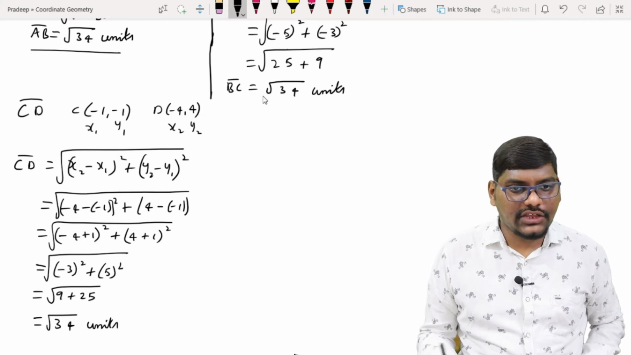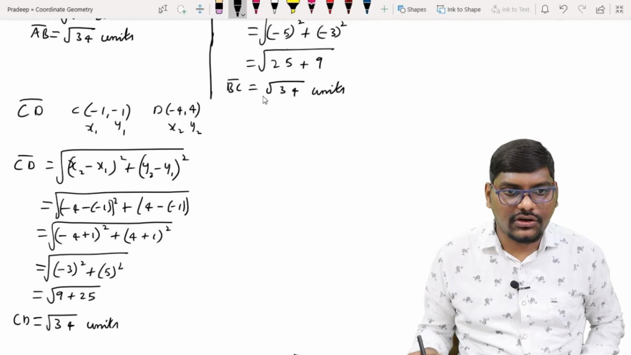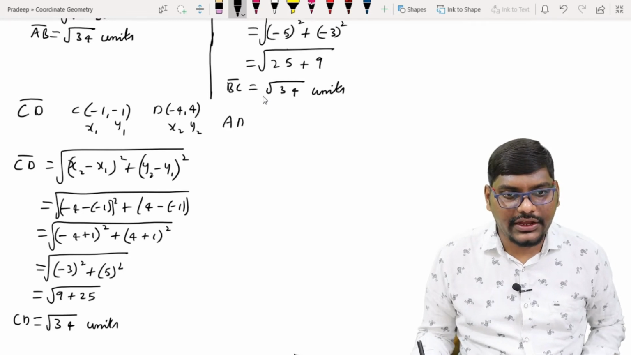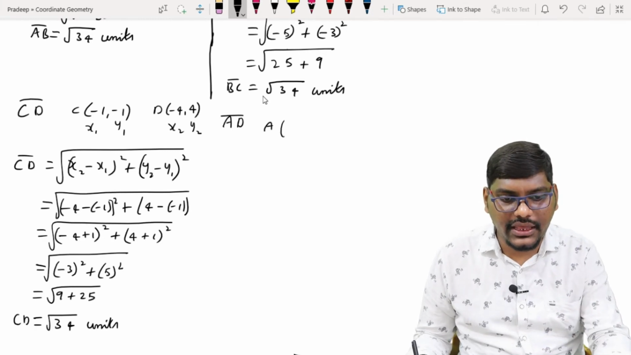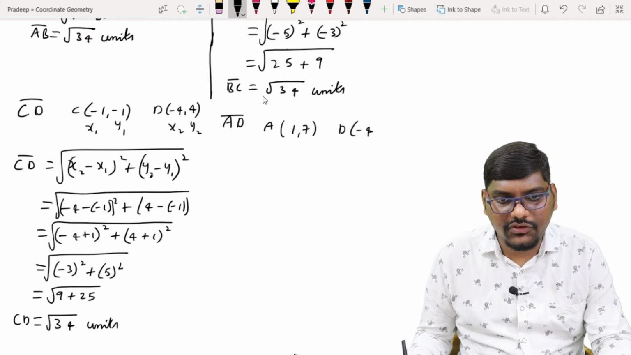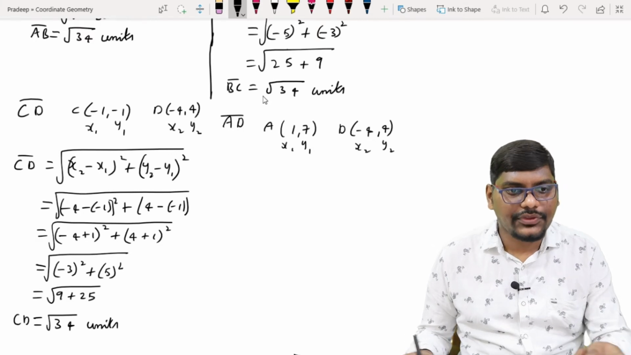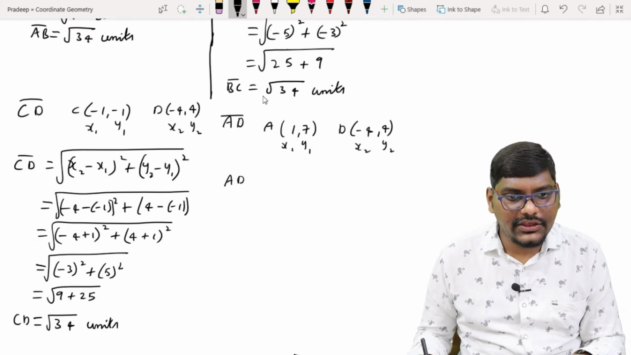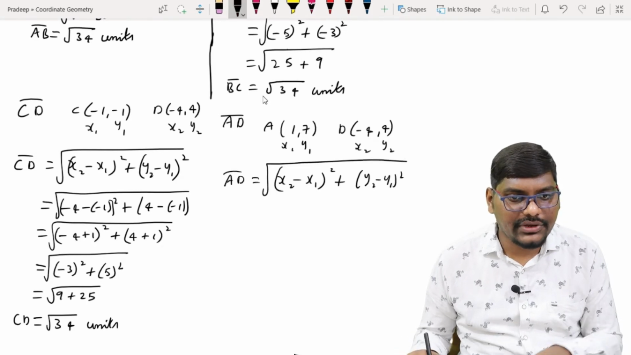We got AB root 34, BC root 34, CD root 34, and now we are finding out AD also. So the point A, if we observe, is 1 comma 7 and the point D is minus 4 comma 4. So this is x1 y1, and this is x2 y2. The formula for AD is the square root of x2 minus x1 whole square plus y2 minus y1 whole square. So let's substitute the values.